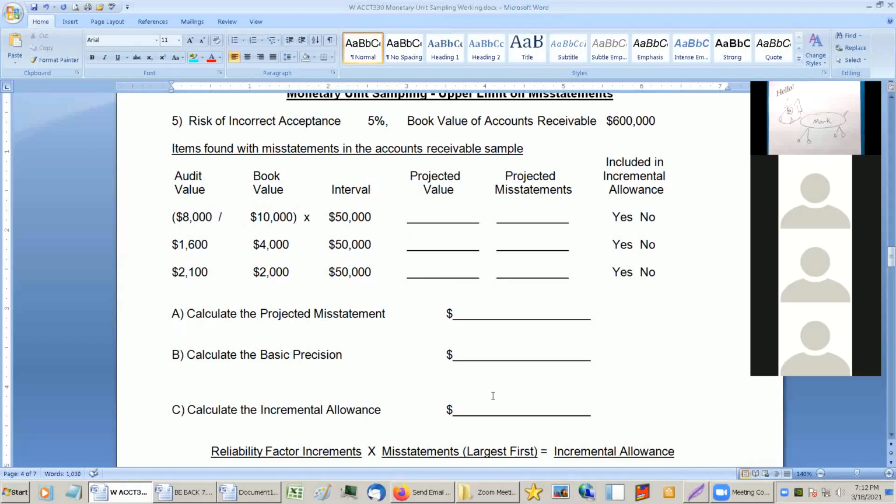So 8,000 divided by 10,000, times 50,000 equals 40,000. Projected misstatement then is 10,000.